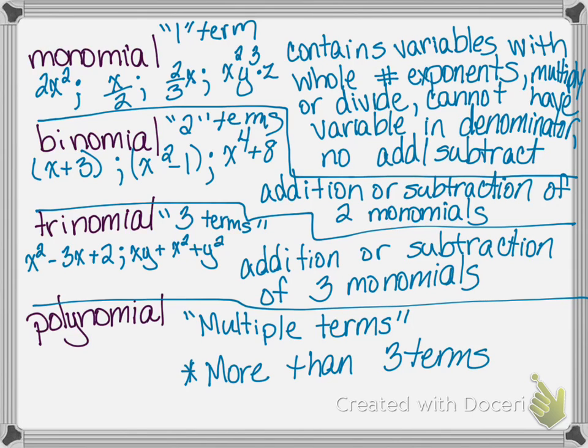Think about a polygon. A polygon is a shape. Okay? A triangle is a specific polygon. But is a triangle still a polygon? It is. Okay? You can have a square. You can have a rectangle. Those are all polygons. They're just very specific polygons. So a trinomial is a specific polynomial. It's a polynomial with three terms.